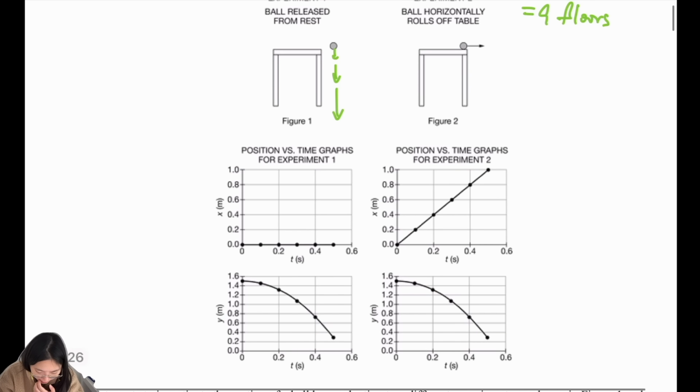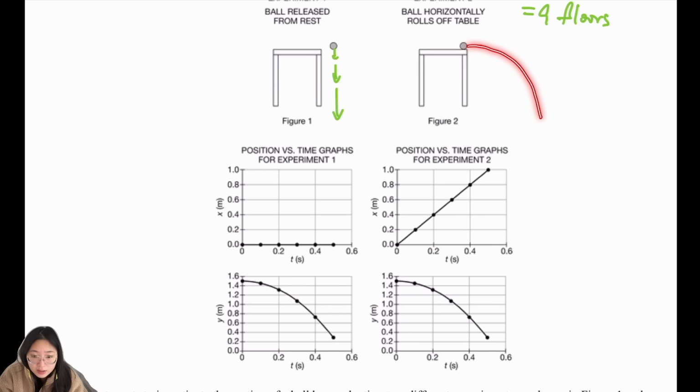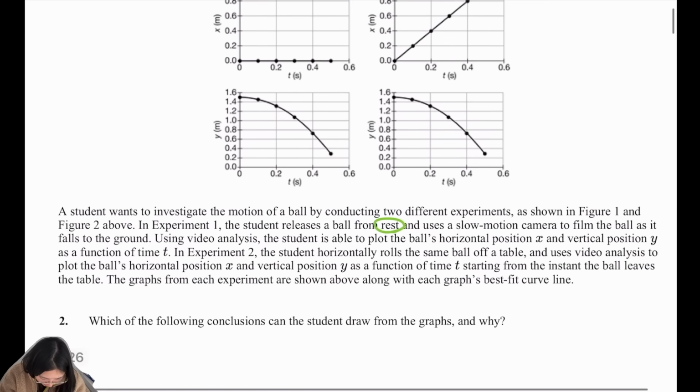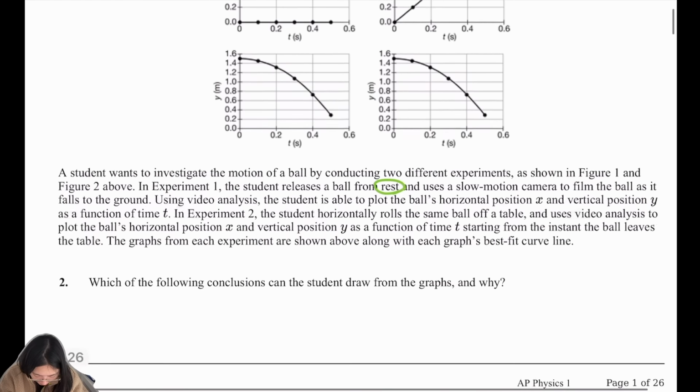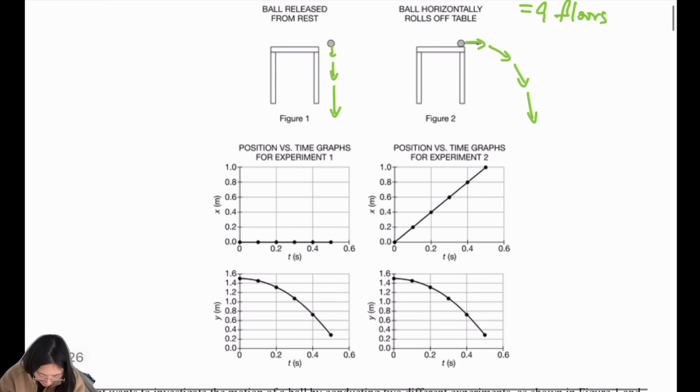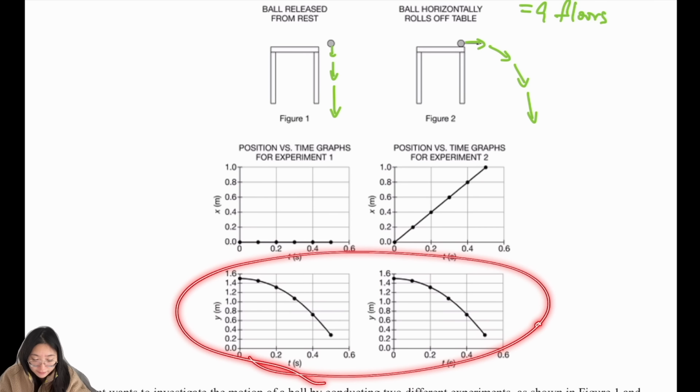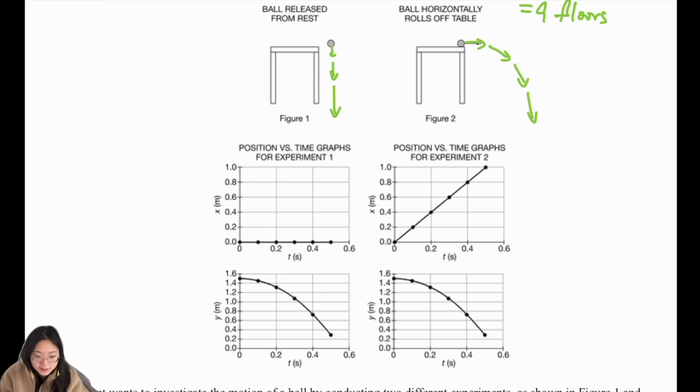Okay, so in experiment 2, the ball starts with a horizontal velocity, so it's going to follow this parabolic curve. It's going to follow the parabola, and it is doing projectile motion. So this is the initial velocity, and this is how its velocity changes over time. The graphs from each experiment are shown. Which of the following conclusions can the student draw from the graphs and why? Okay, so now when I compare experiments 1 and 2, they have exactly the same y versus t graph. So their vertical position is changing at the same rate. The only difference is the horizontal position.